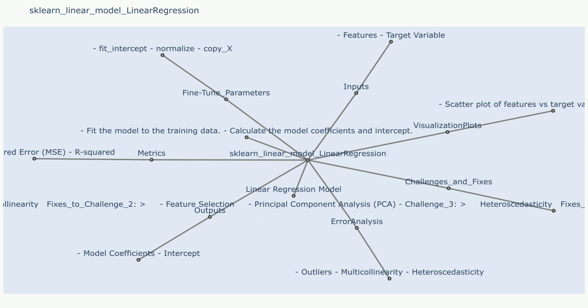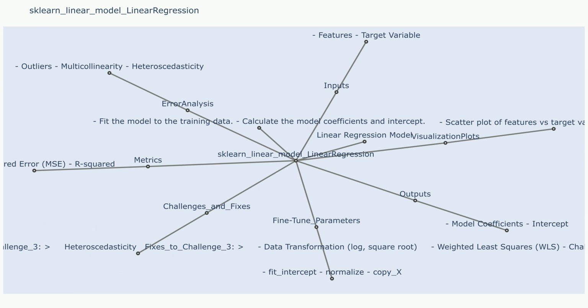Fixes to challenge 3. Nonlinear transformation. Apply transformations to the features, such as polynomial features or logarithmic transformations, to capture nonlinear relationships. Nonlinear models. Consider using nonlinear models, such as decision trees, random forests, or support vector machines, which are better suited for capturing complex patterns.